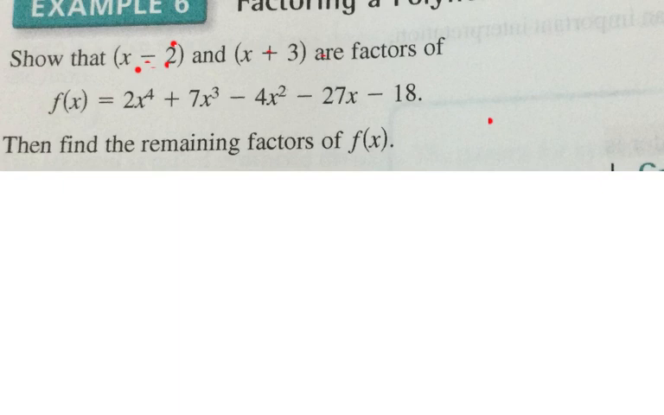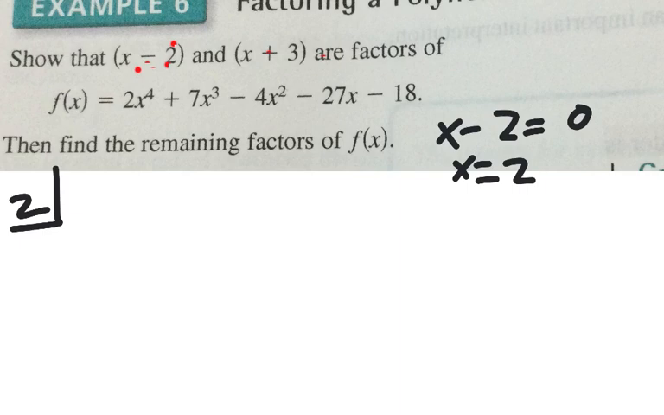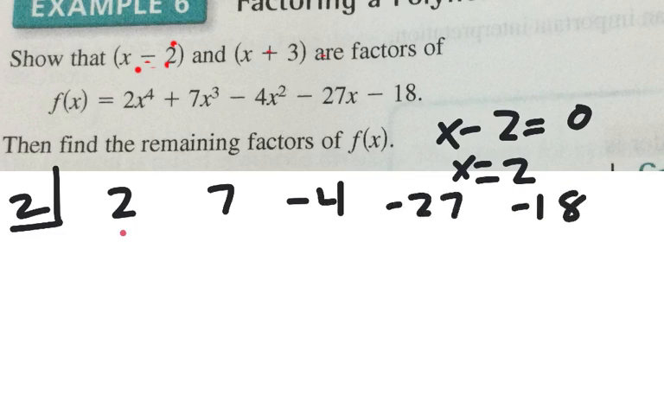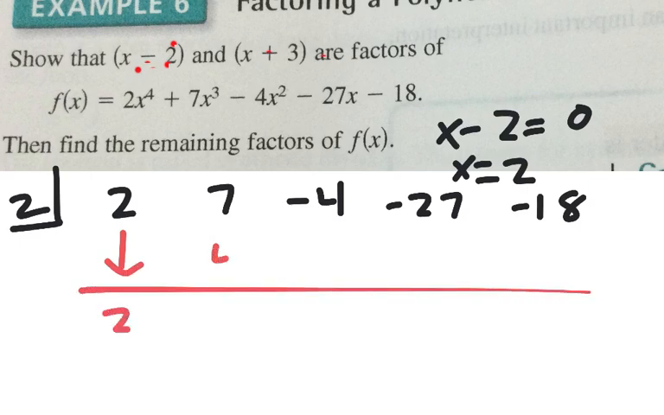Okay, so let's first show that x minus 2 is a factor. So if x minus 2 is a factor, then that means x equals 2 is an x-intercept. I just find that by setting this equal to 0 and solving. So if x equals 2 is an x-intercept, then when I put 2 in my box and do synthetic division, if I get a 0 remainder, that means 2 was an x-intercept. So I'm going to write down the coefficients: 2, 7, negative 4, negative 27, and negative 18. And here we go. Bring down the 2.